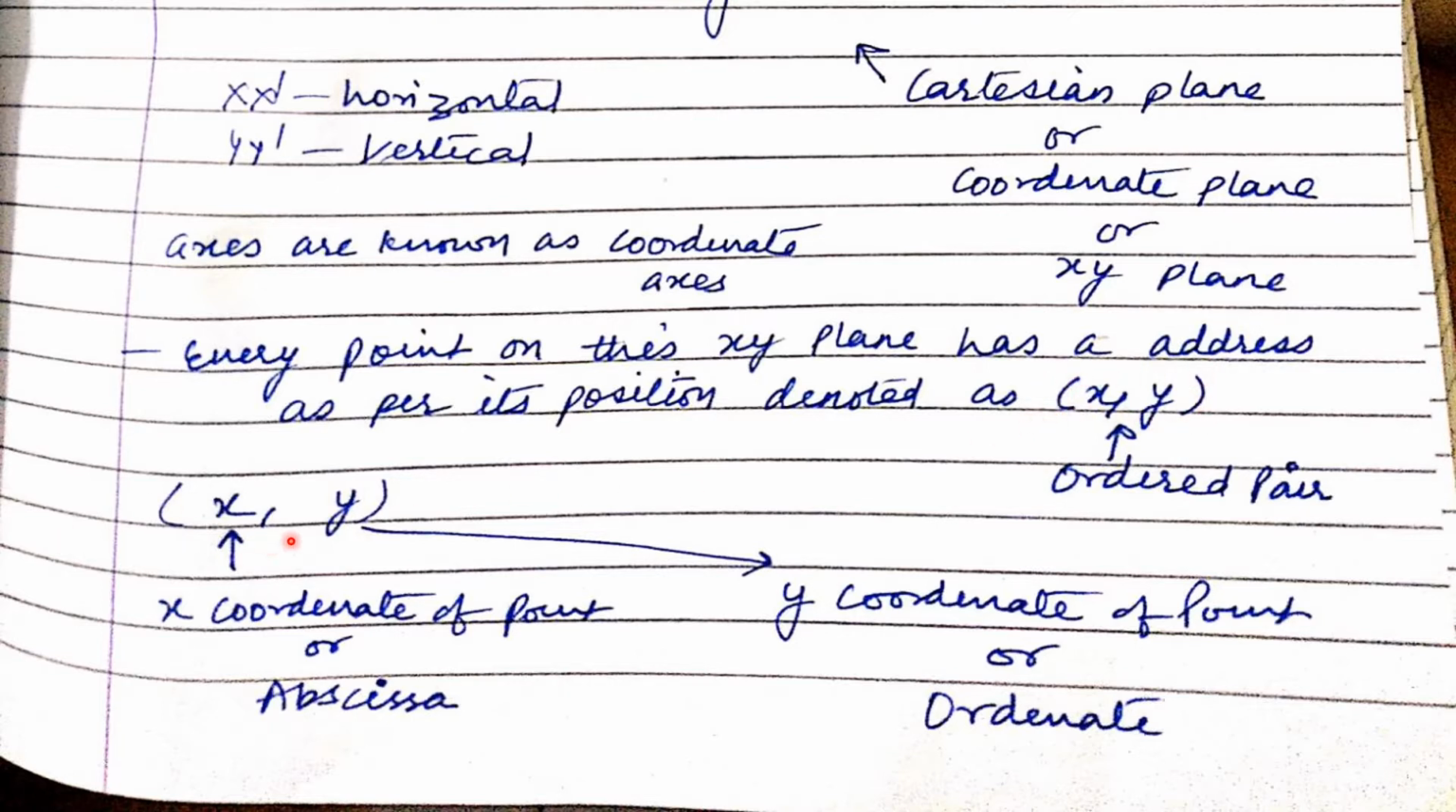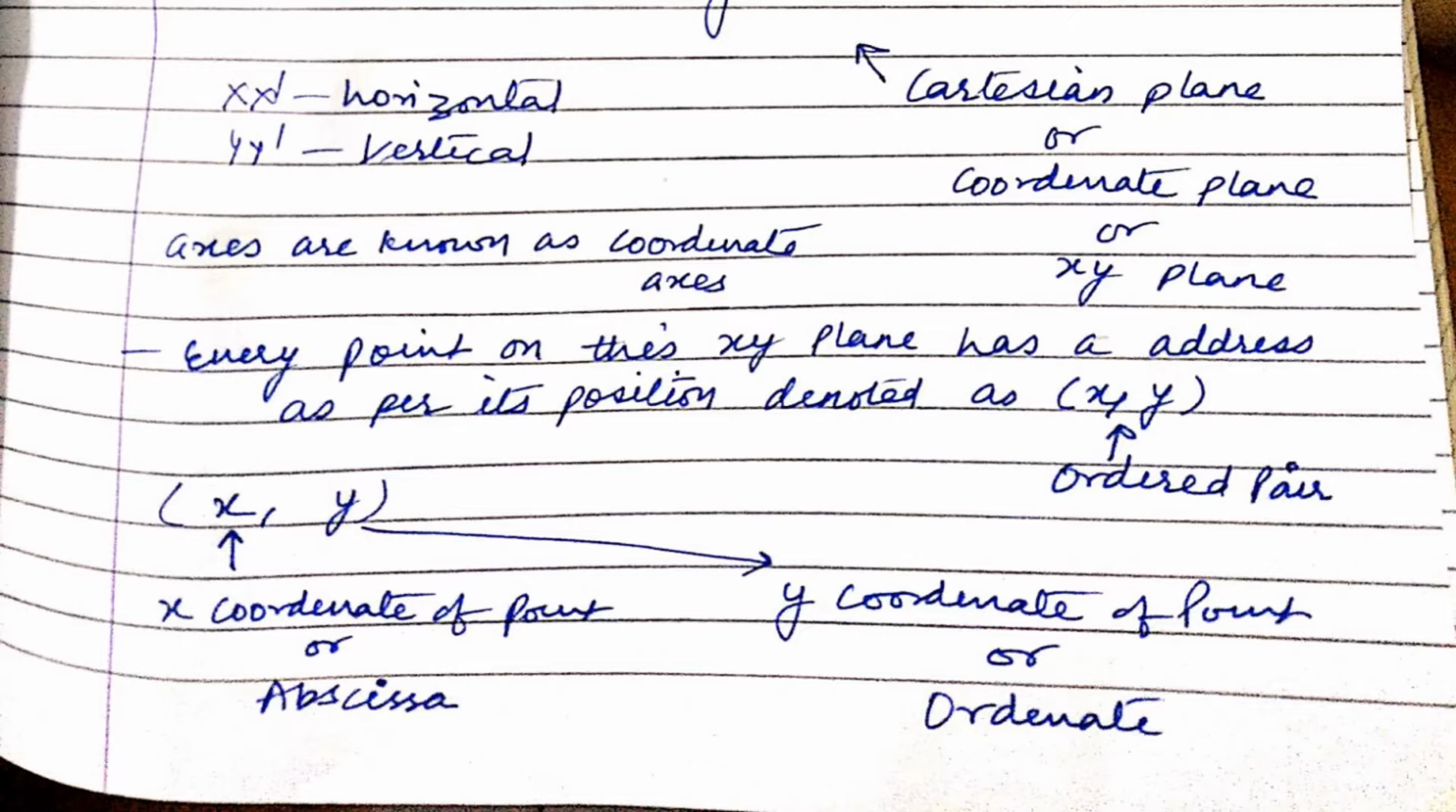Now let's understand what is x comma y. This x means the x coordinate of that point. This x, or whatever number comes here, will be known as the x coordinate or abscissa. This first number in the ordered pair is the x coordinate or abscissa. Similarly, this second number in the ordered pair is the y coordinate or ordinate. Okay, so abscissa and ordinate, don't confuse, they are just different names for x coordinate and y coordinate respectively.